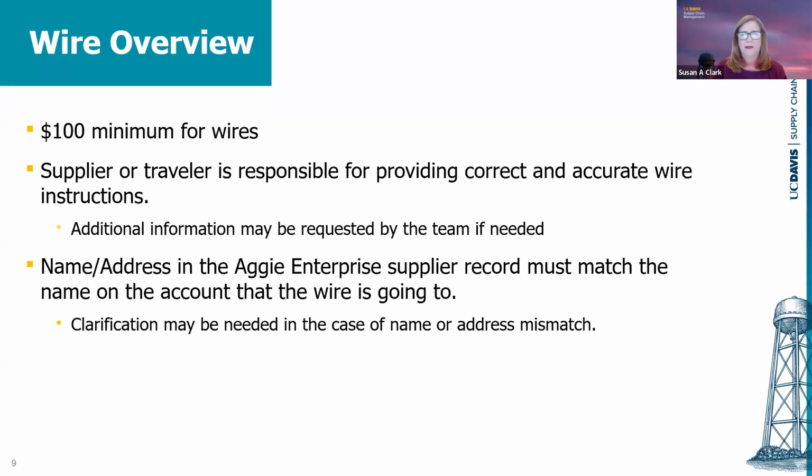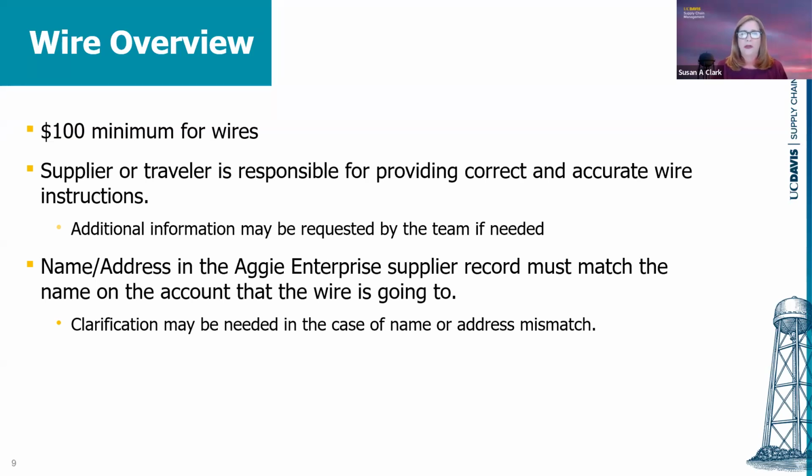Name, address, and Aggie Enterprise supplier. Our supplier records need to match the invoice. So I always like to give this example when we have a difference in payee names, for example. If I were to actually issue a check based off our supplier record, it's going to go out with our supplier name as it is in our record. The same goes for a wire. So if our supplier record does not match the bank account name listed on the invoice, we have to stop our process and find out why that doesn't match.